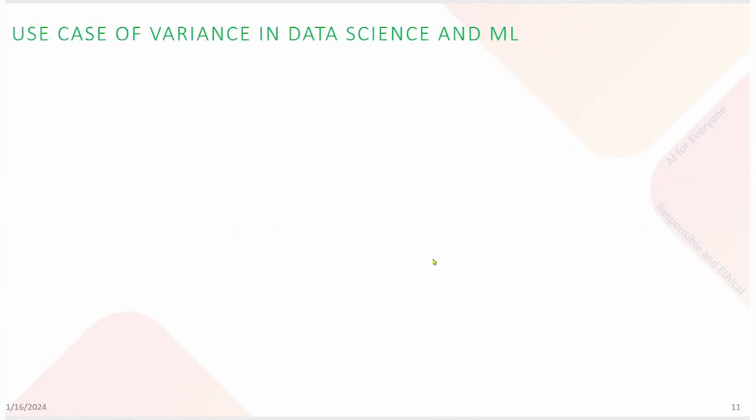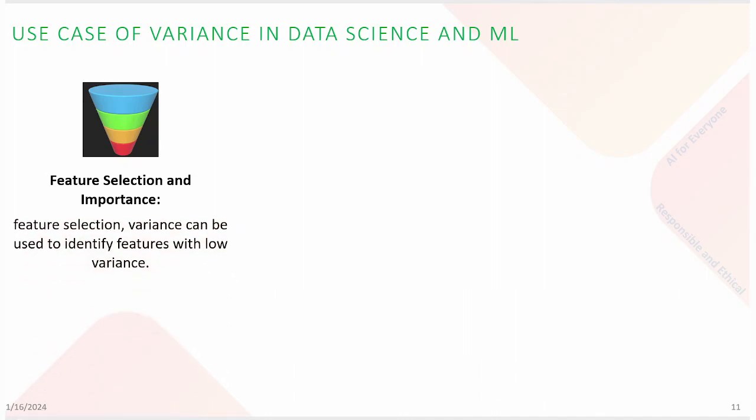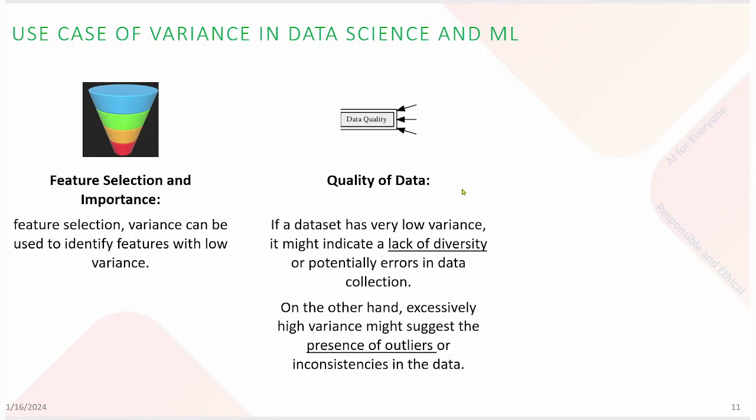So what are the use cases of variance in data science? Quite a lot in terms of feature selection, finding the important columns, also describing or assessing the quality of data. The idea of variance is used. Yes, in terms of quality of data, if you have a very low variance, that means the data might be lacking some diversity. On the other hand, if you have a very high variance in the data, that means that there could be some extreme values or outliers in the data set.